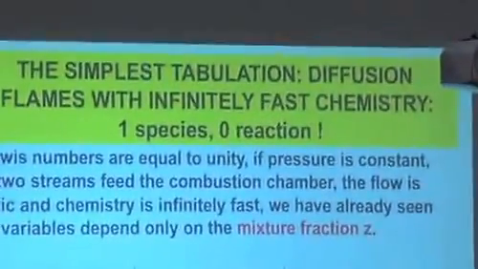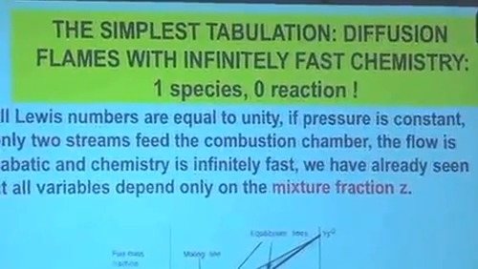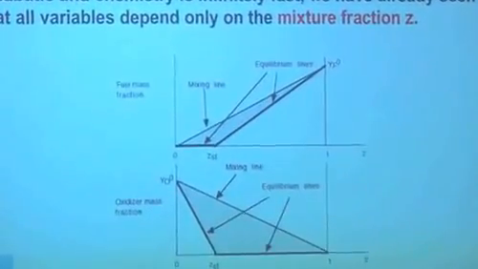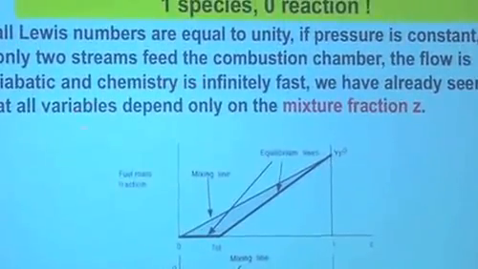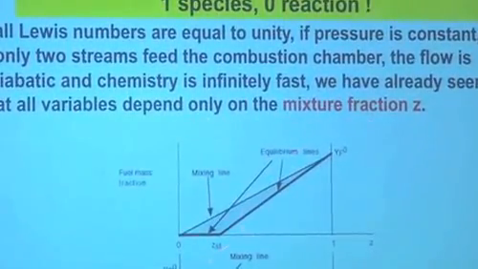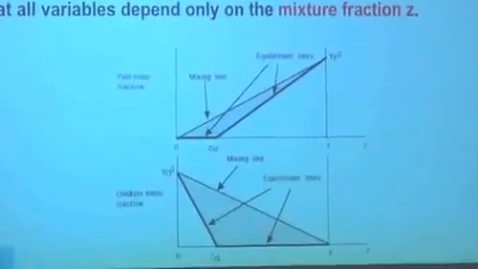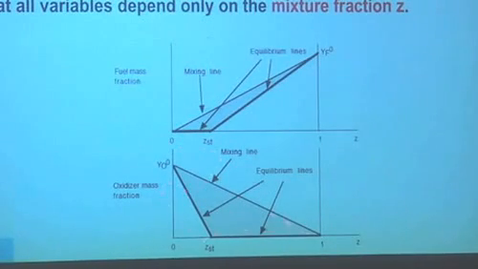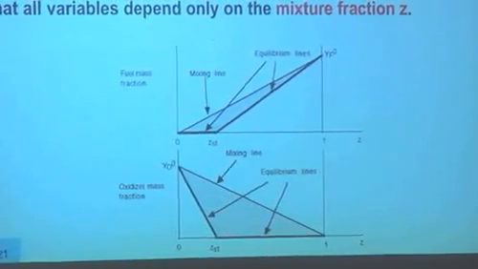So the simplest tabulation I've already described yesterday. If you assume, that's always the same thing, if you assume that you have the Lewis number equal to unity, constant pressure, if you have only 2 streams feeding your combustor, then you have seen yesterday that you can use the Z diagram. And the Z diagram is the simplest tabulation method in the world. It's just, you don't need to tabulate anything. You just go here and read the data from the Z diagram.